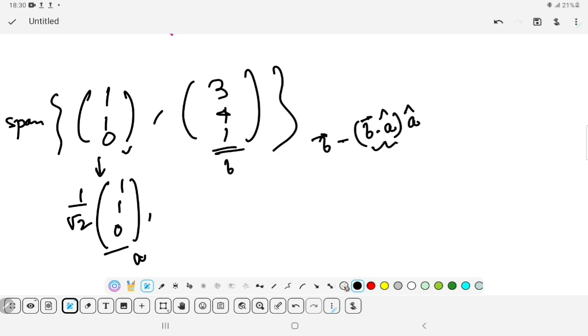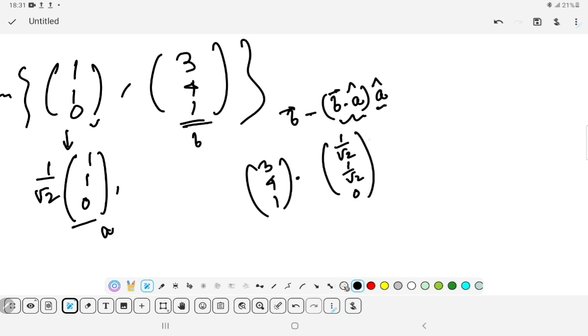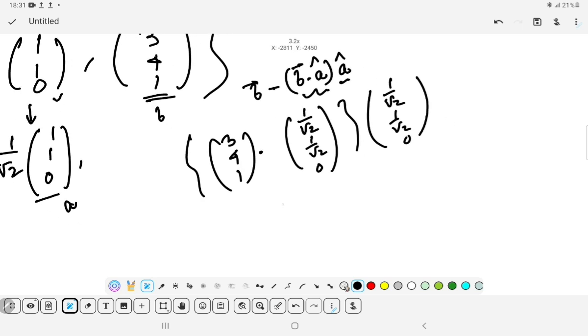So I will remove the component that is along that vector. So what is (3, 4, 1) dot product with A cap? A cap is (1/root 2, 1/root 2, 0), and I need to multiply this again with (1/root 2, 1/root 2, 0). So what is the dot product here? Here the dot product will be 3 plus 4, 7 by root 2, into 1 by root 2, 7 by 2 into (1, 1, 0). So this will be the dot product.